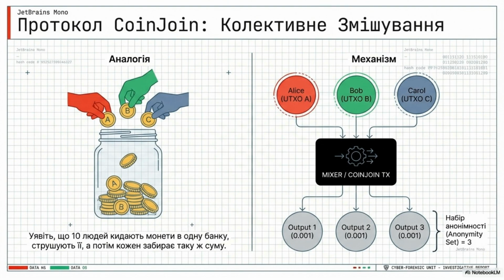CoinJoin is a collective mixing protocol. Imagine 10 people putting coins into a jar, shaking it, and then everyone taking out the same sum. Alice, Bob, and Carol combine their UTXOs into one mixer transaction, resulting in multiple identical outputs. This creates an anonymity set.